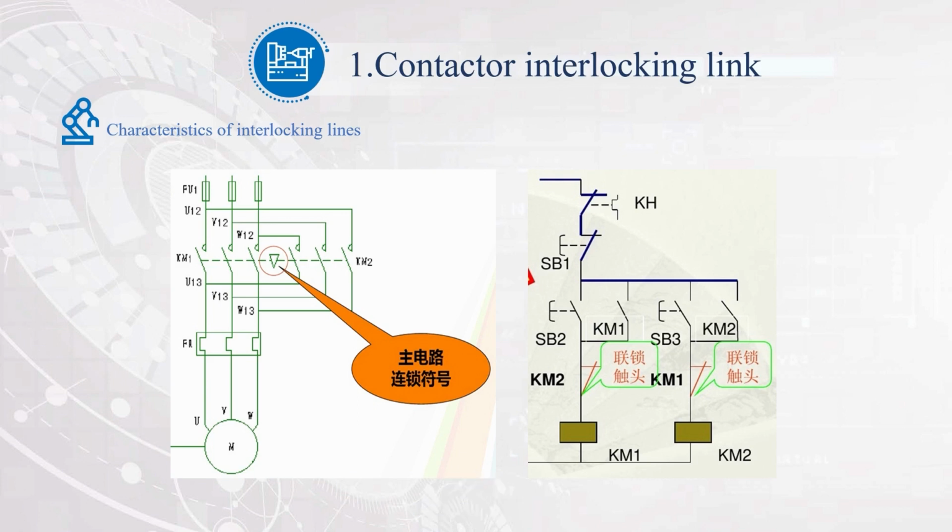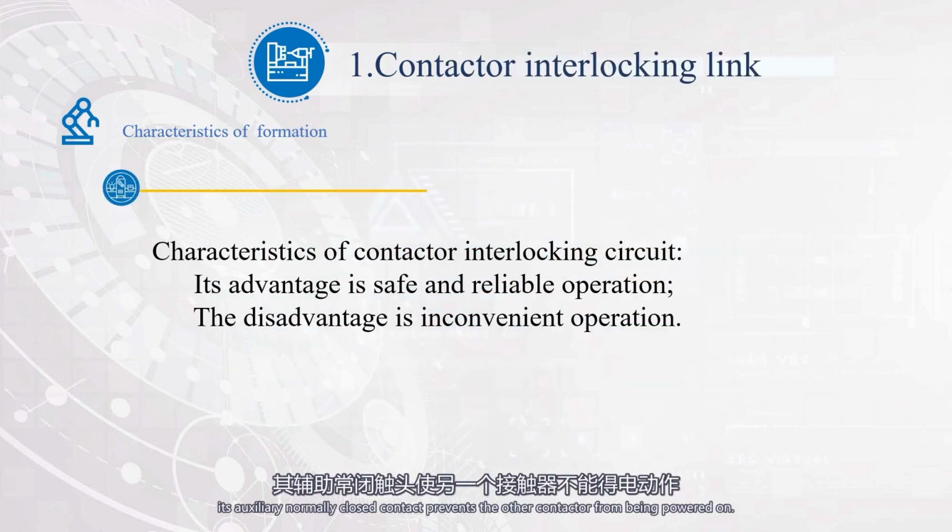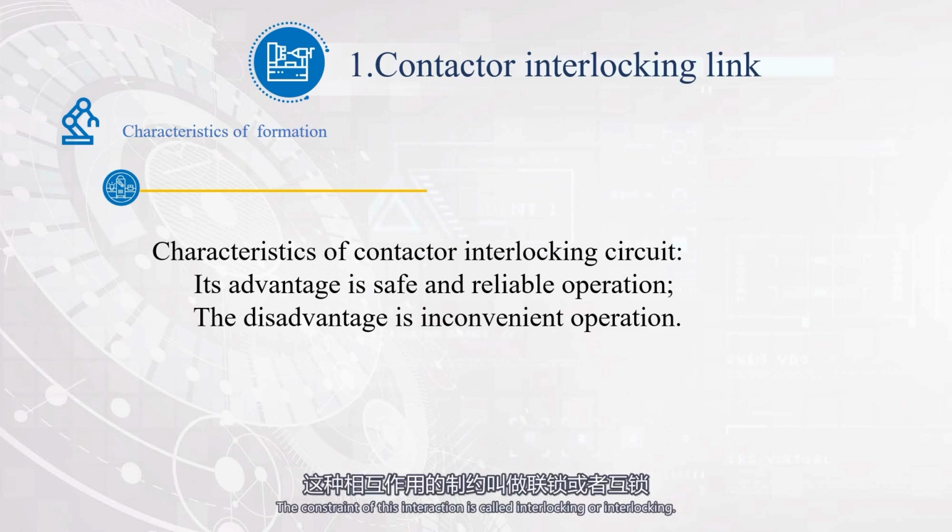When stopping, press the stop button SB1, the control circuit loses power, the main contact of KM1 or KM2 breaks, and the motor M loses power and stops running. Definition of contactor interlocking: when one of the contactors is powered on, its auxiliary normally closed contact prevents the other contactor from being powered on. The constraint of this interaction is called interlocking.